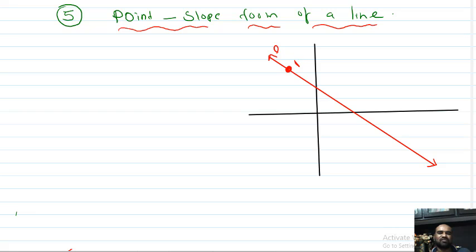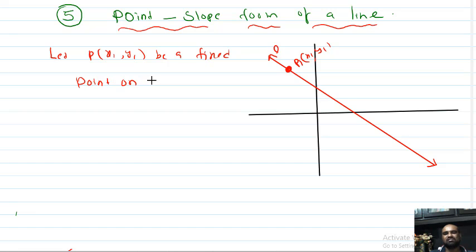Fixed point. Say A is x1, y1. Suffixes are given with the fixed point. Variables are without suffix, just like x comma y, that is a variable point. So, given, let P(x1, y1) be a fixed point on L. Students, if a point is given, through that point how many lines can you run?